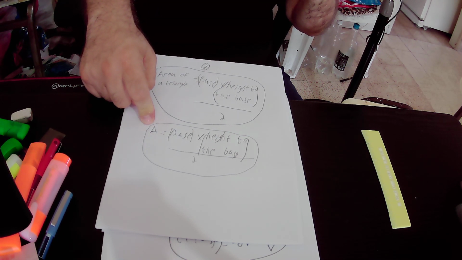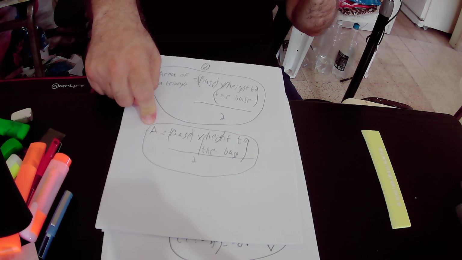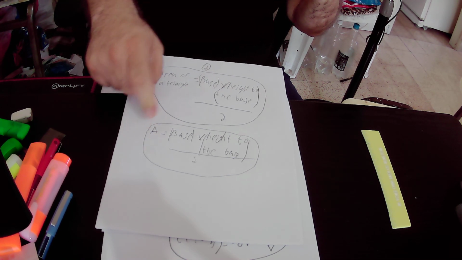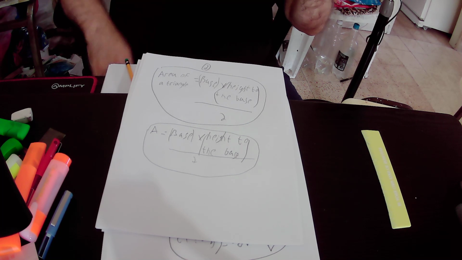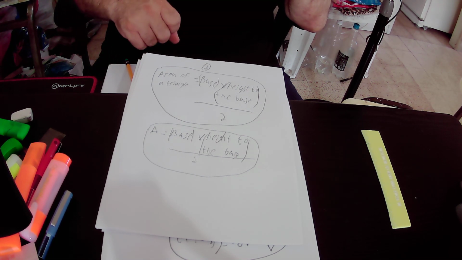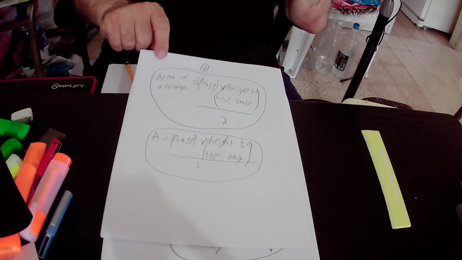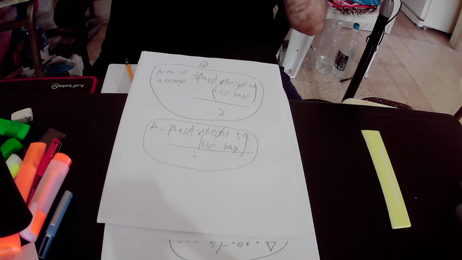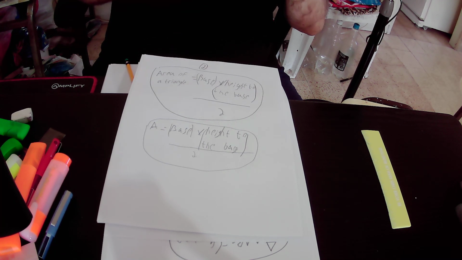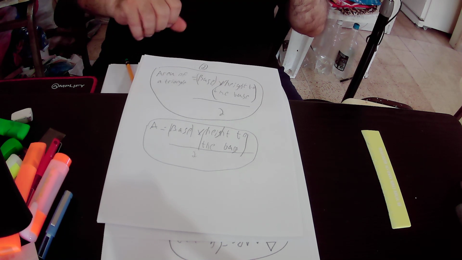So the area of the triangle A equals the base of the triangle times the height to the base divided by 2. And you should remember that the height of the triangle creates 90 degrees with its base. The height of the triangle must create 90 degrees with its base.